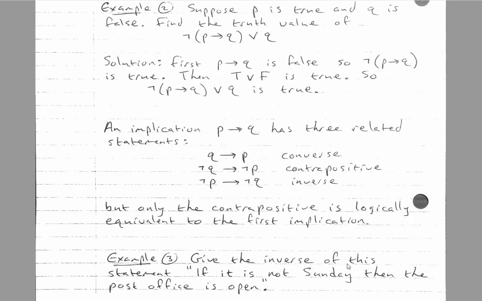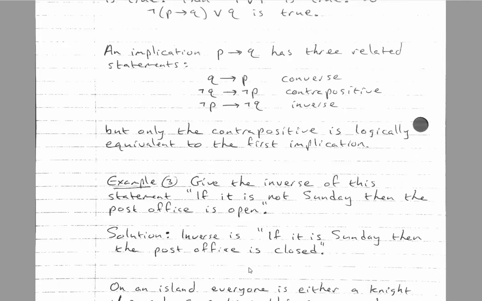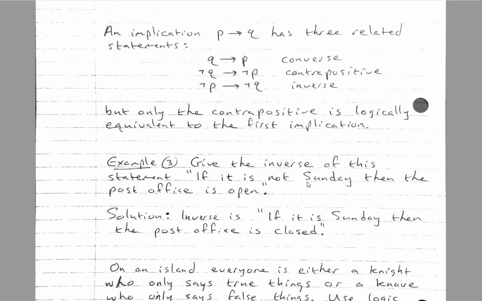Example 3, give the inverse of this statement. If it is not Sunday, then the post office is open. Okay, so we're starting with an implication, P implies Q. So P is saying it is not Sunday. Q is saying the post office is open. We want the inverse, so we're just going to negate each of these.